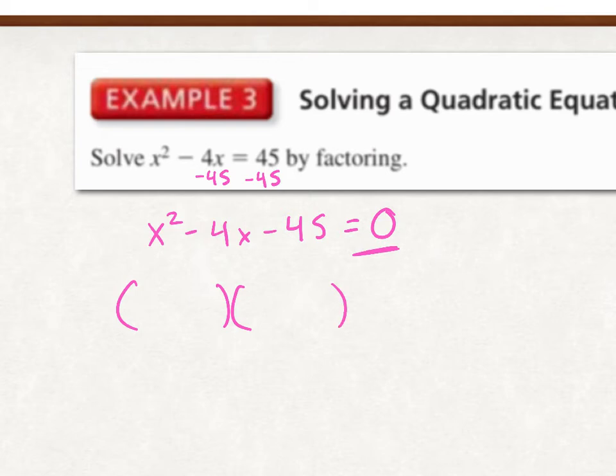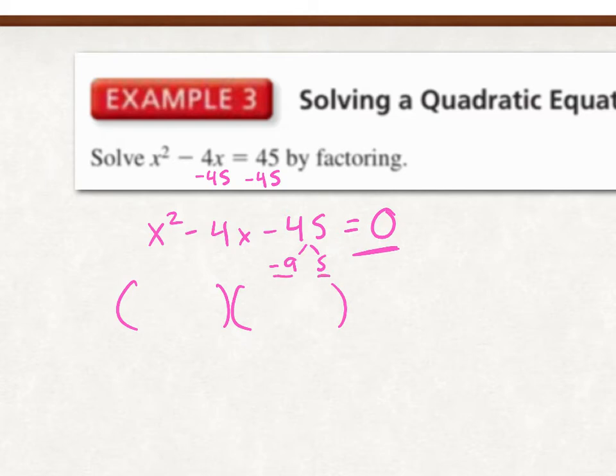So to factor, we need two numbers that multiply to negative 45 and add to give us negative 4. So what would they be? 9 and 5. Awesome. 9 and 5. One of them has to be negative because it needs to be negative 45. So which one's going to be negative? Negative 5. 9 minus 5 gives us a positive 4. We're looking for a negative 4, so it has to be a negative 9.